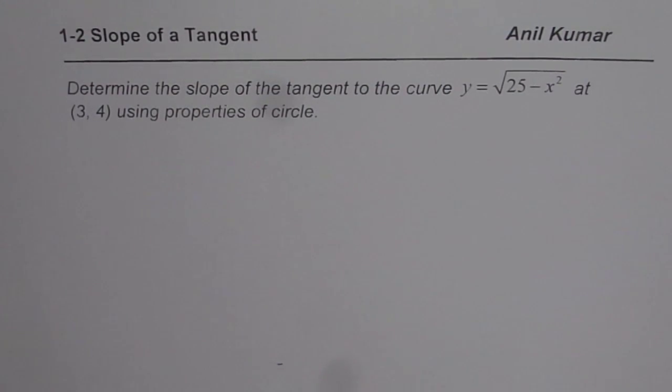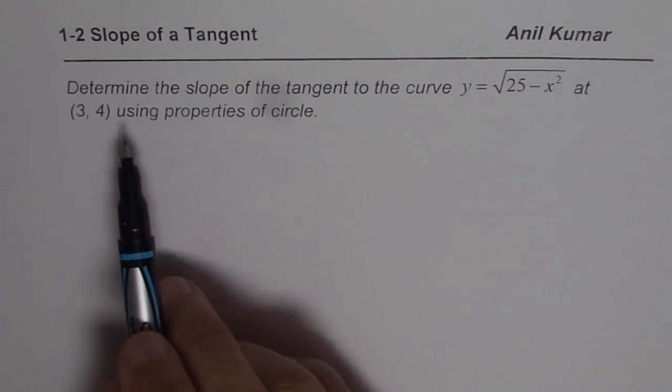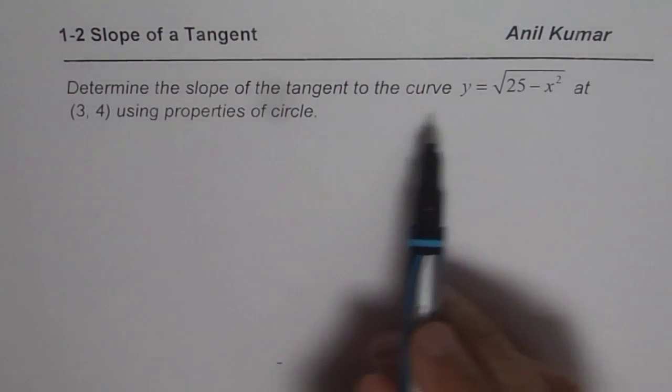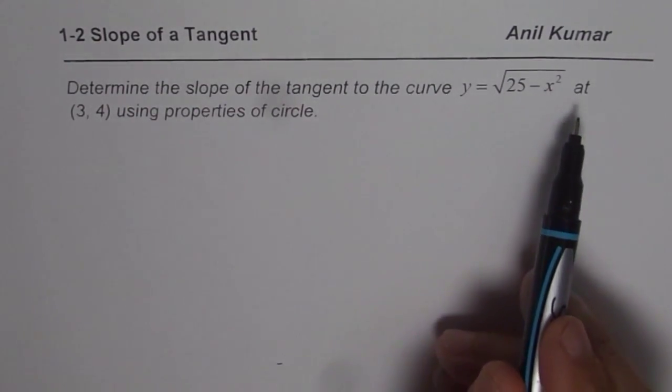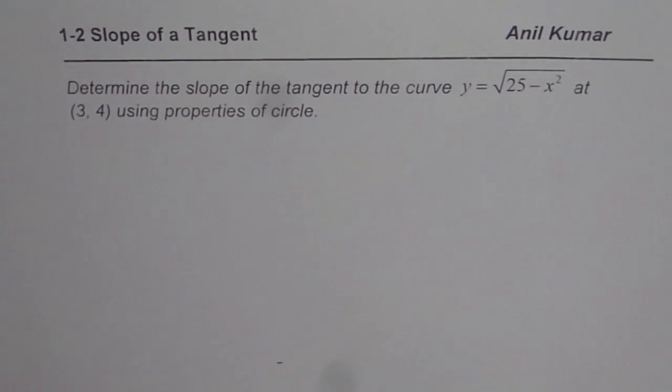I'm Anil Kumar, and in this video we will see the slope of a tangent on a curve, which is a very special curve. It is a semicircle. The question here is: determine the slope of the tangent to the curve y equals square root of 25 minus x squared at (3, 4) using properties of a circle.